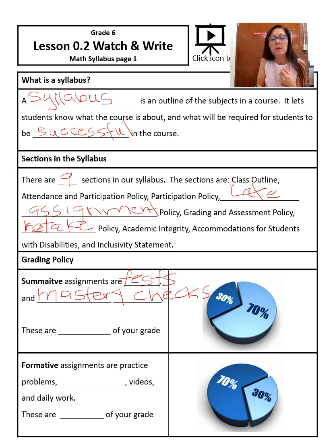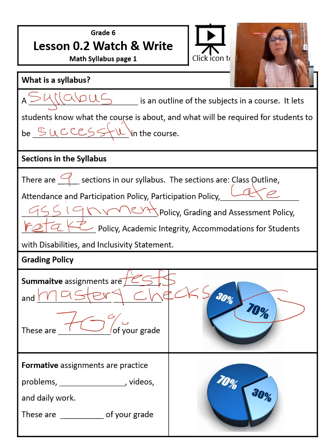You can see from the little pie graph that summatives are worth 70% of your grade. If that whole circle is your grade, that much of it comes from tests and mastery checks. 70%. Most of your grade.